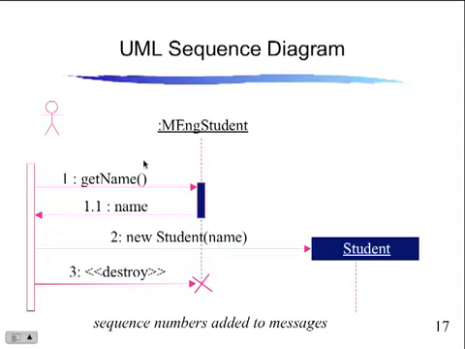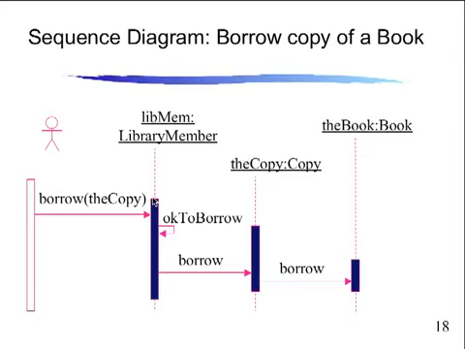The sequence is going to basically show you what happens when you send a message to an object, and then what gets returned from the object. And then what happens when you send this other message to another object. It's not really showing you the collaboration, not showing you the classes, but it's showing you the sequence of events when running methods. Here's a sequence diagram for borrowing a copy of a book.